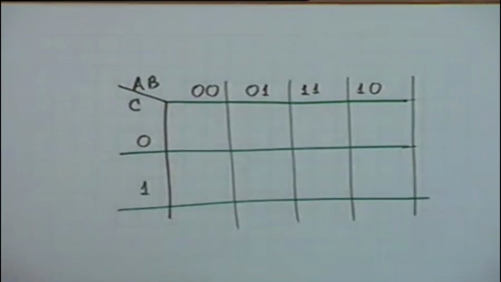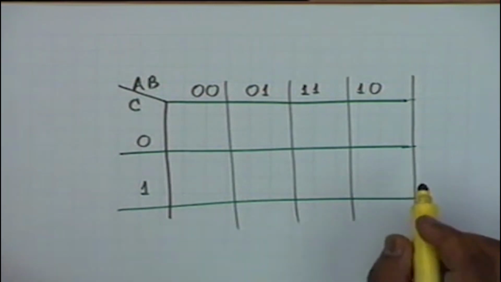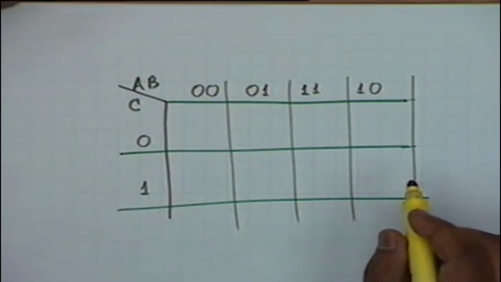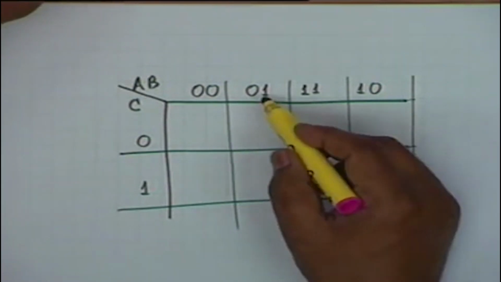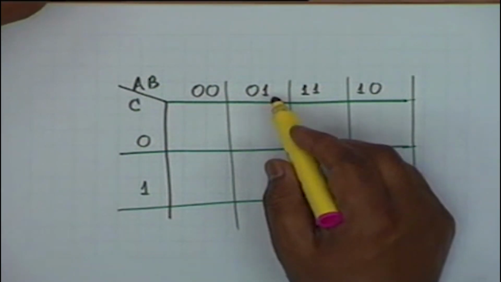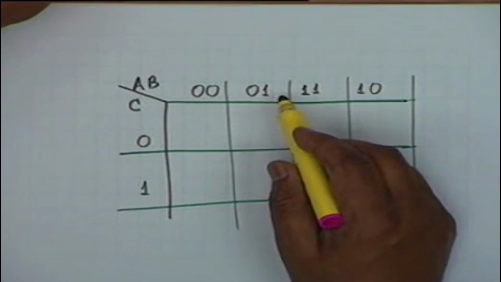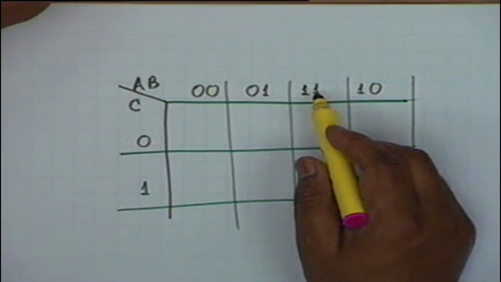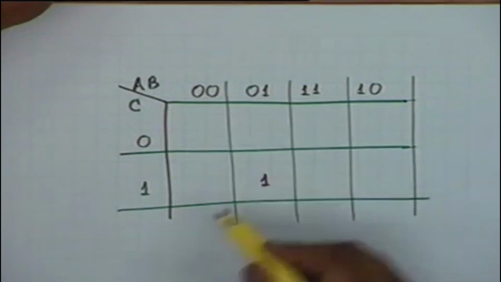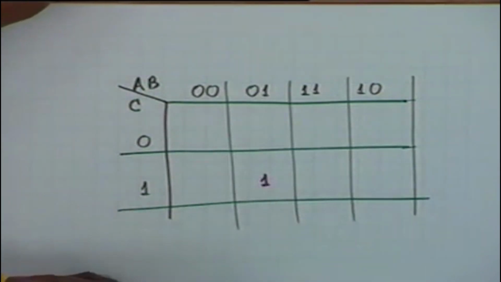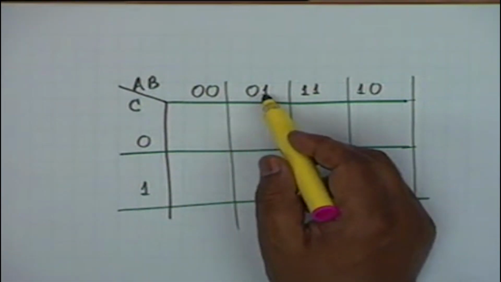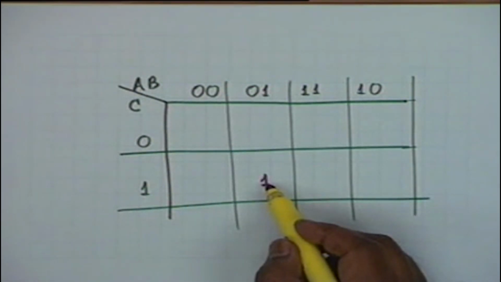Okay, and you put here the combinations which make the output equal to 1. You see, one of the combinations is A B 0, 1, that is, A 0, B 1, and C 1. So this is a 1. I am talking from the truth table. Truth table says 0, 1, 1 gives 1. So AB is 0, 1 and C is 1. This is a 1.